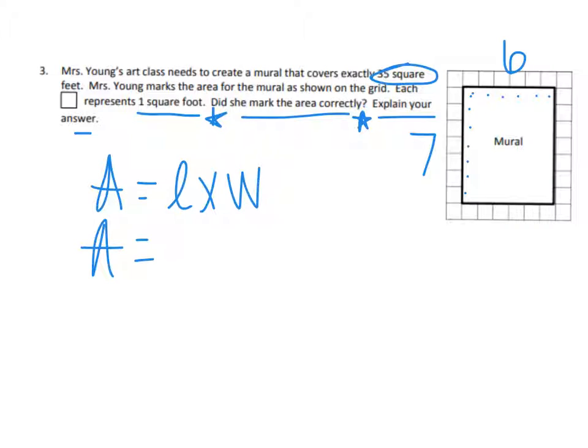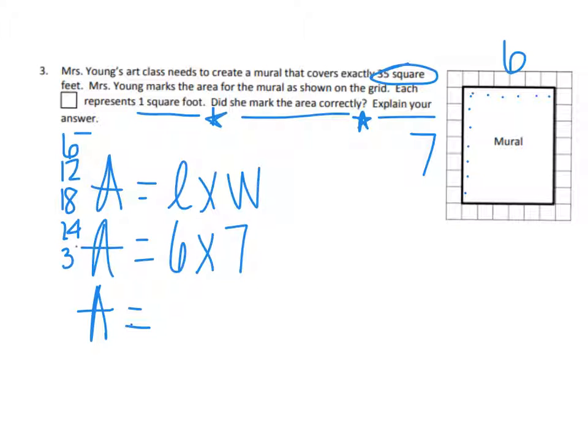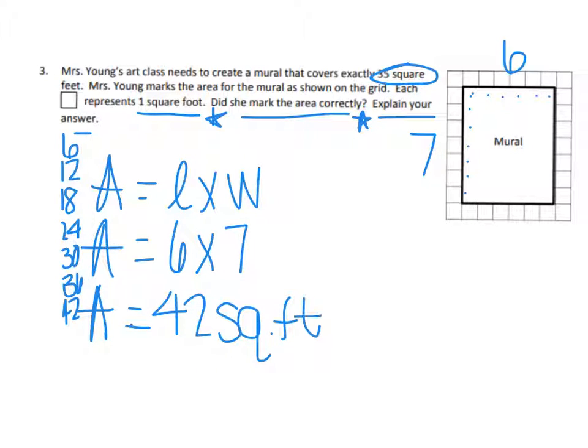So the length was 6 and the width was 7. So A equals 6 times 7. So what is 6 times 7? Well, if you're not sure, we can write our 6s or 7s down. Let's write our 6s. So 6, 12, 18, 24, 30, 36, and 42. So A is equal to 42 square feet.